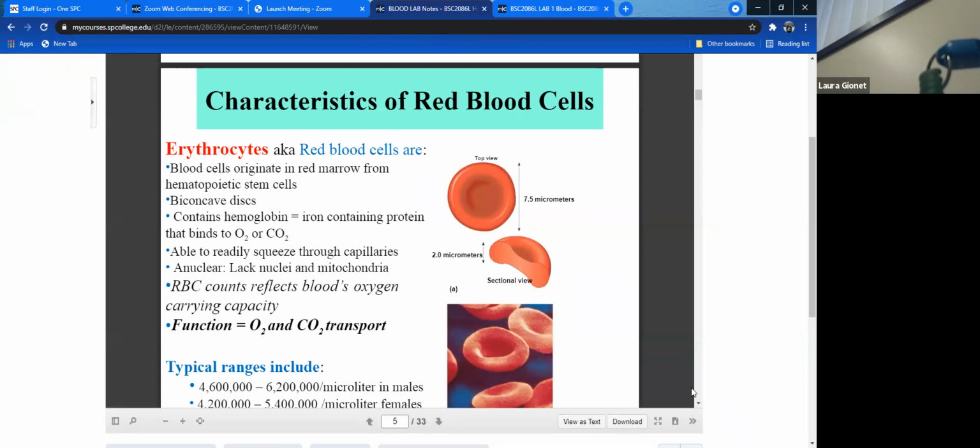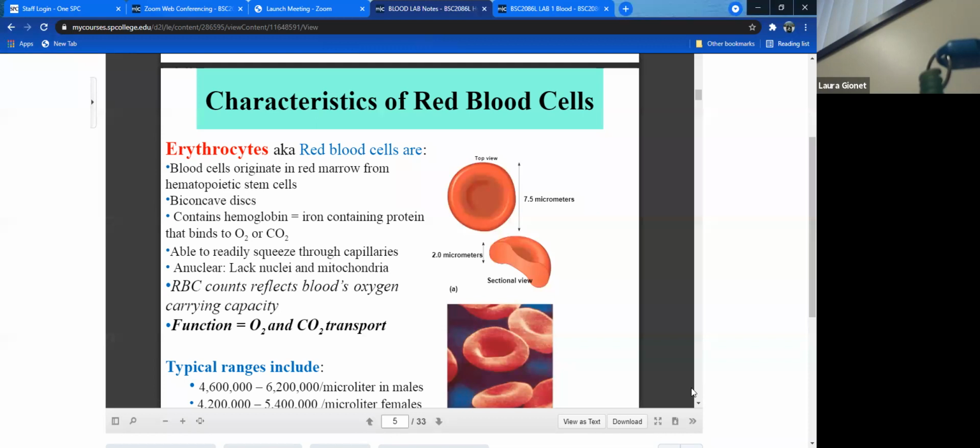They are biconcave discs, so they're kind of hollow in the center. I call it the lifesaver appearance because they look like those little candy lifesavers. And in the center, we have hemoglobin. And hemoglobin is a quaternary protein structure. It has what's called a heme group in the center, and in the center of that is an iron molecule. Oxygen binds to the iron molecule, and therefore red blood cells are capable of transporting oxygen as well as carbon dioxide.